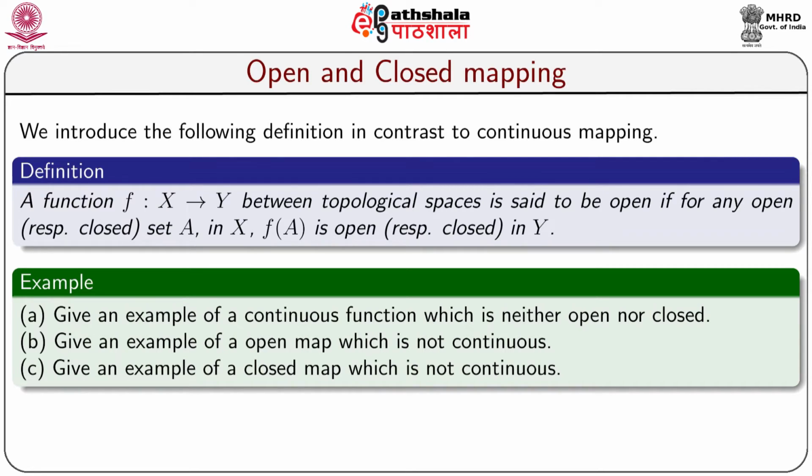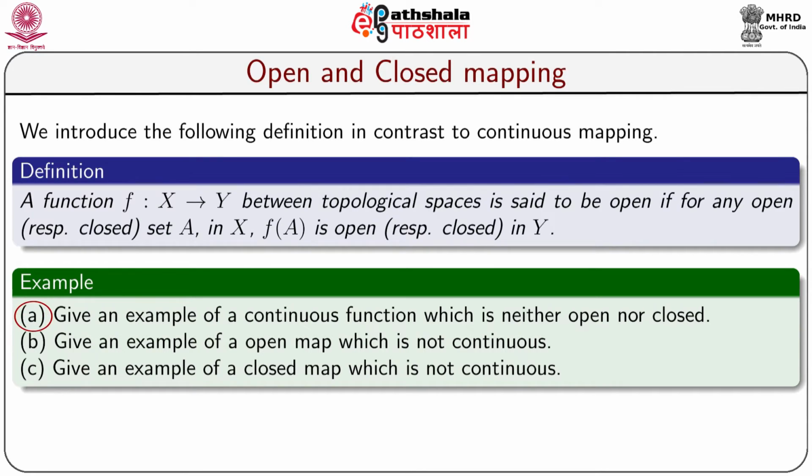What does continuous function say? Continuous functions are those mappings which pull back open sets to open sets. We say that a mapping is open if it sends open sets to open sets, and a mapping is closed if it sends closed sets to closed sets. Let us consider some examples.